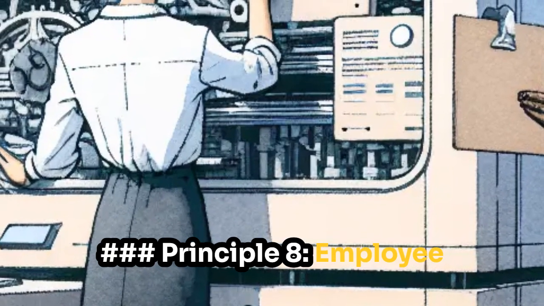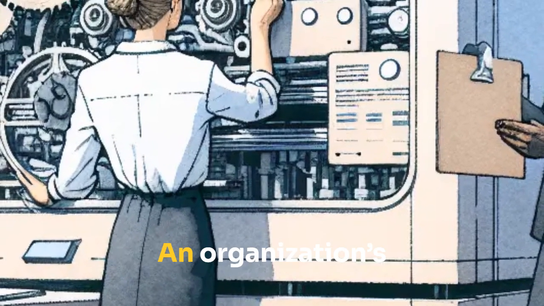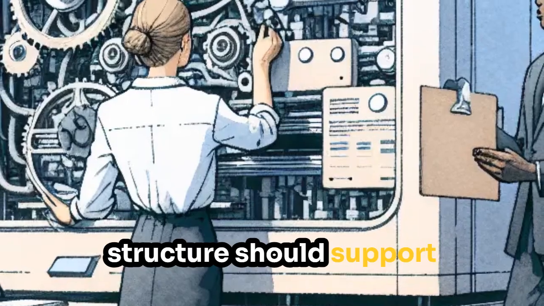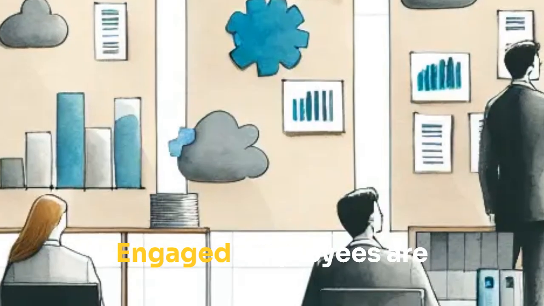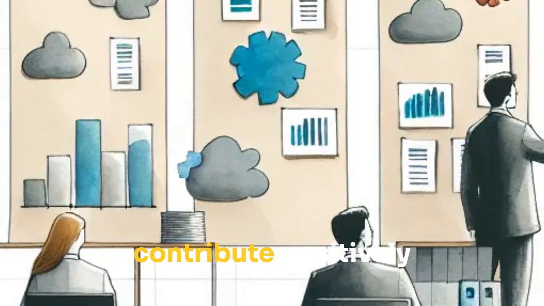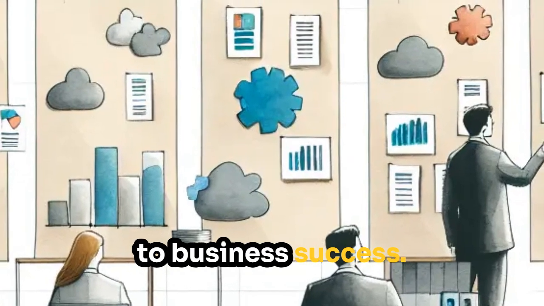Principle 8. Employee engagement and culture. An organization's structure should support a culture of collaboration and innovation. Engaged employees are more productive and contribute positively to business success.